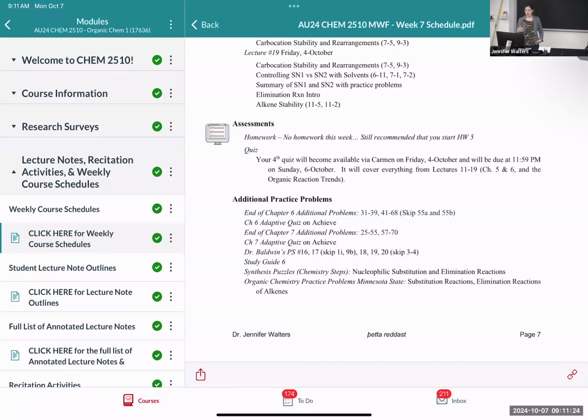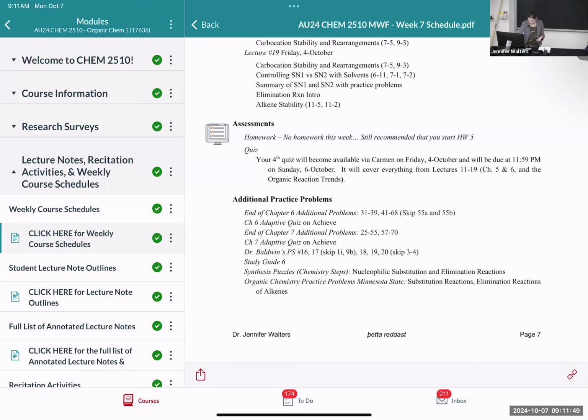These are the ones that I think are best suited to the current content, so that you can find relevant problems that are ungraded to have extra practice. Obviously there is a lot listed there. I do not expect you to do all of them. I don't even expect you to do half of them. What I do expect you to do is try some of them to get the extra practice.